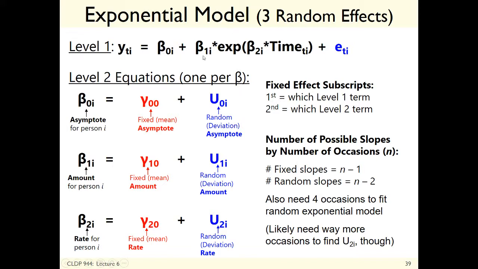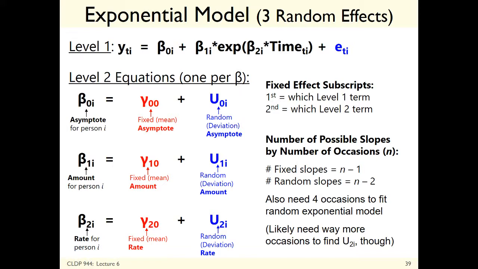Beta 1I is the amount. So previously it's been a linear slope or the first slope. Now this is an amount parameter. It governs the total amount of change that has to take place from where you start to where you end up. And inside the exponent here is beta 2, which is the rate parameter, which is multiplied by time.